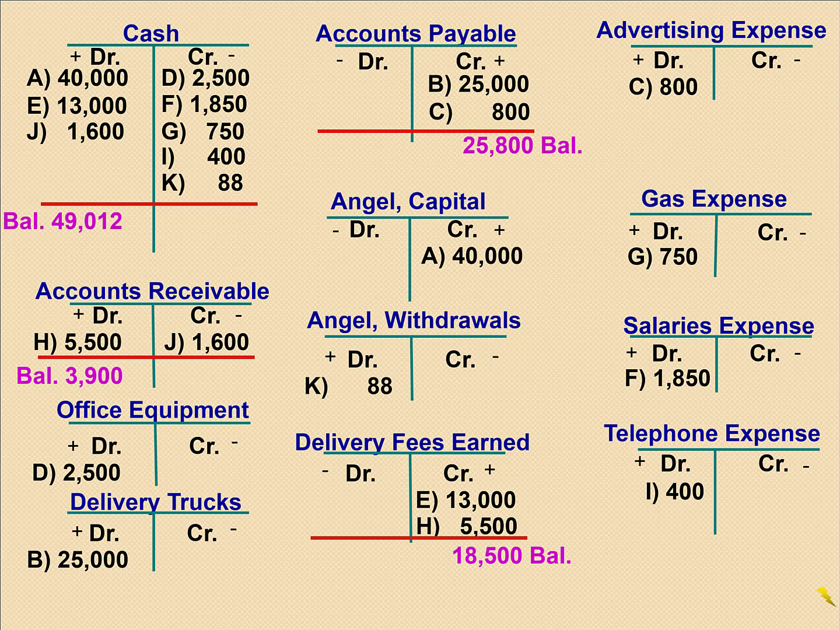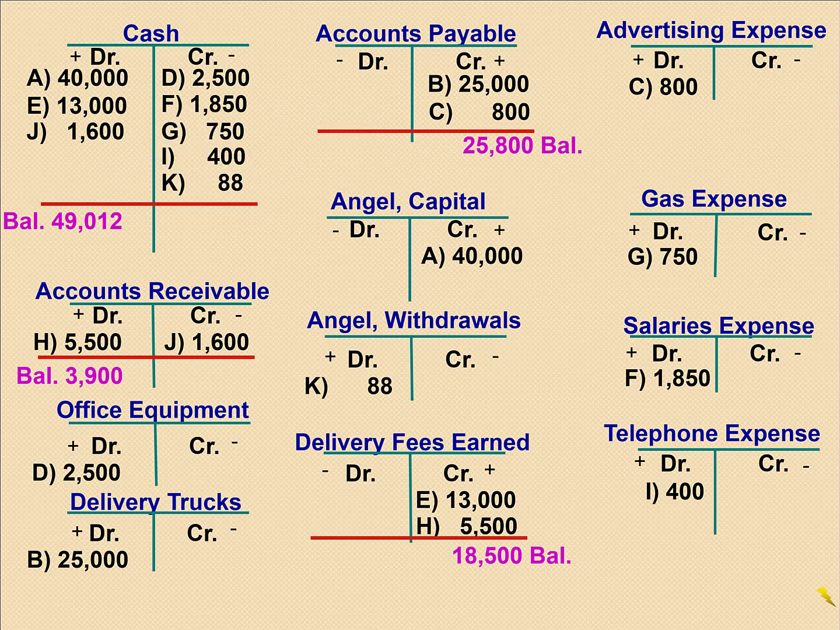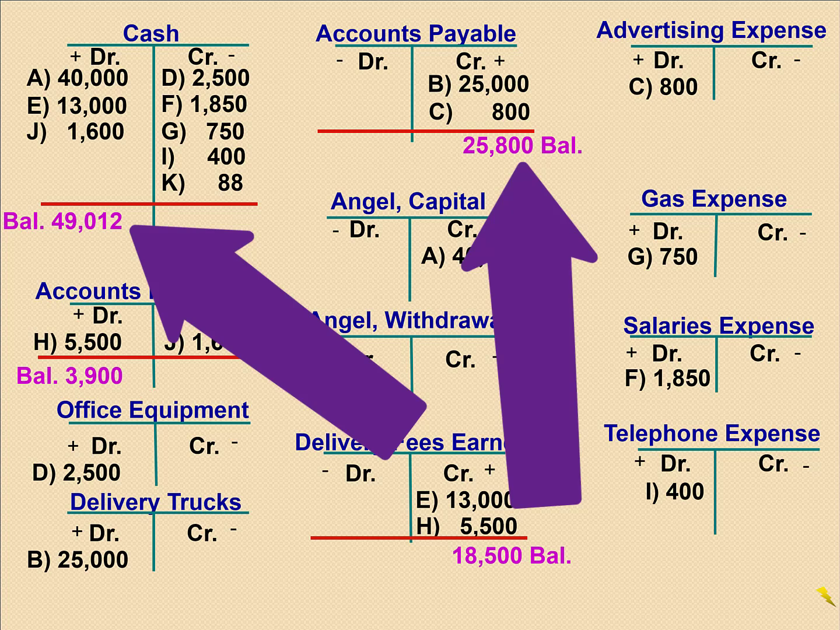And finally, if your boss asks, well, how much debt do we have? Which of these accounts is debt? That's accounts payable. We've got $25,800 of debt. So my last question is, do you like the financial position of this company? Well, look at cash compared to our debt. We've got a lot more cash than our debt. That's not the case with most companies.